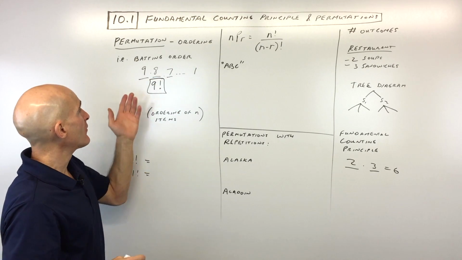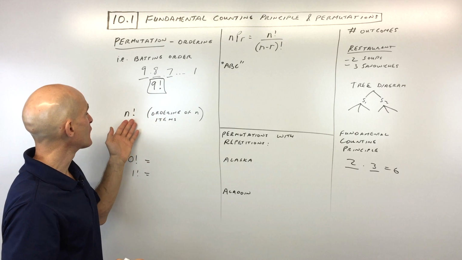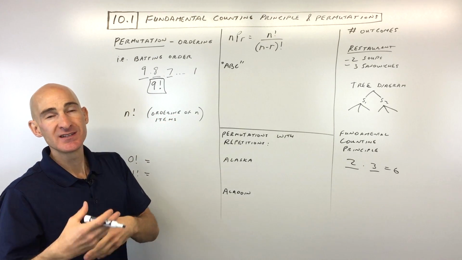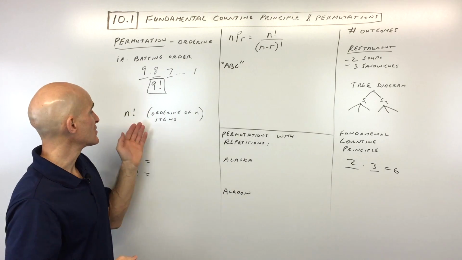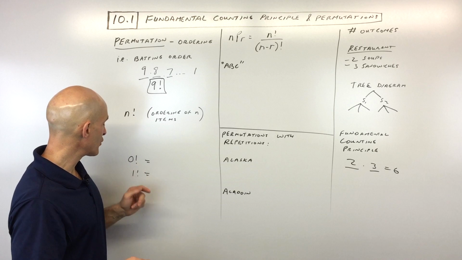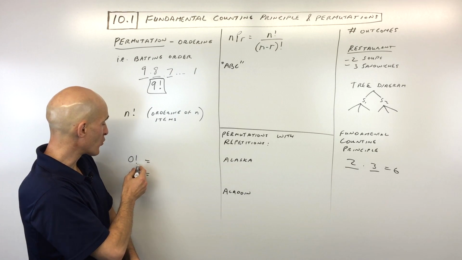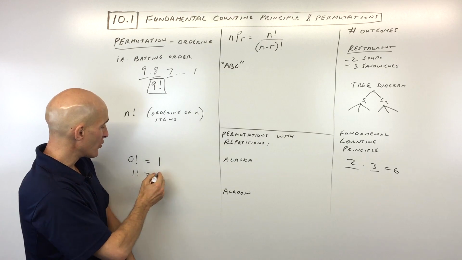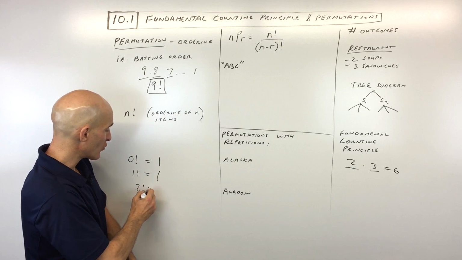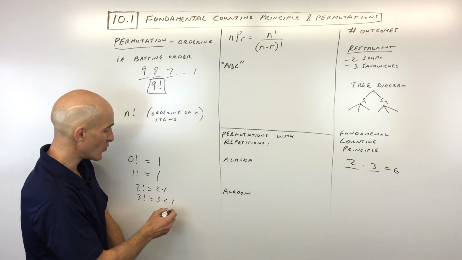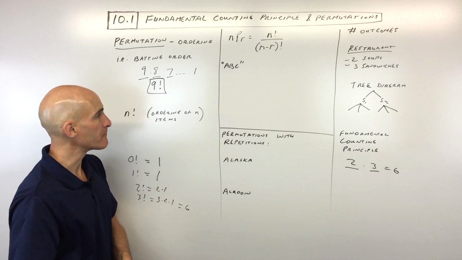So fundamental counting principle, or you can use this formula n factorial, and that's just an ordering of n distinct or unique or different items. How many ways could you rearrange them? So n factorial. Now one thing to realize is that 0 factorial, you just have to memorize this one, it's equal to 1. 1 factorial is 1, and then after that 2 factorial would be like 2 times 1, 3 factorial, 3 times 2 times 1, which is 6, etc.